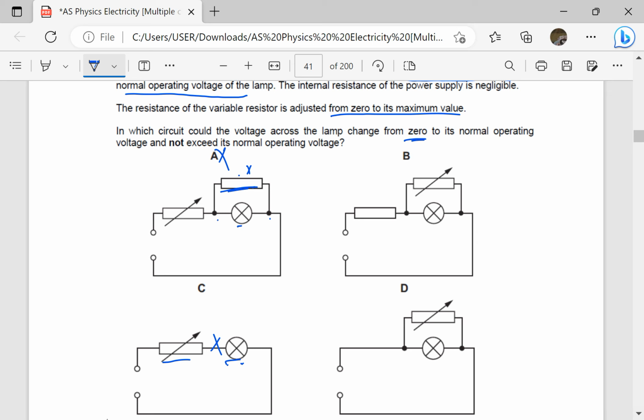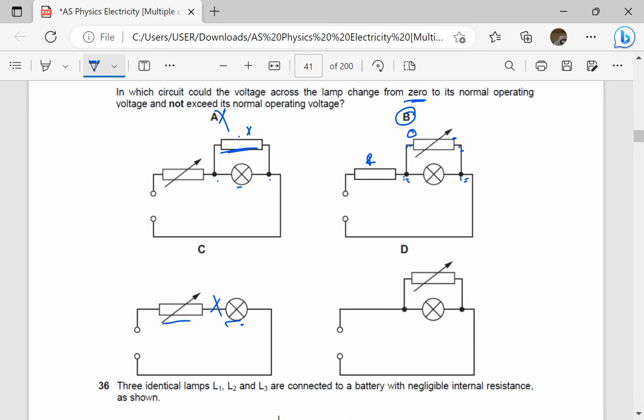So in B, there's a fixed resistor here. That means there will always be PD across the fixed resistor, and the variable resistor is across the lamp. When the variable resistor has resistance 0, the PD across it is 0, so the PD across the lamp will be 0. And when the variable resistor has its maximum resistance, then the PD across the lamp will be the same as the PD across that. That means the answer is most likely going to be C.